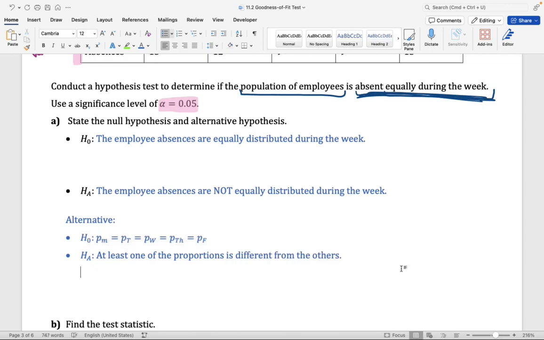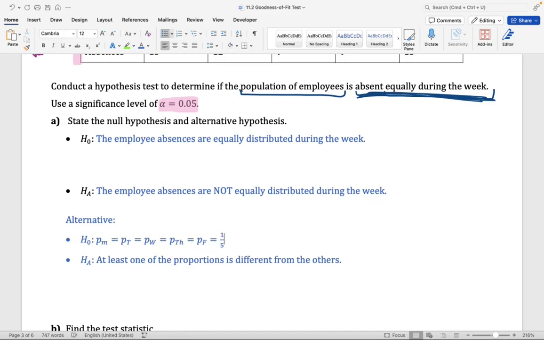So this is an alternative. This is another way of how you can state the null hypothesis and the alternative hypothesis. Now here, on the null hypothesis, I can also indicate what those proportions are supposed to be equal to. You can think of those proportions as a value that can help you find the percent of people you're expecting to see on Monday, on Tuesday, Wednesday, Thursday, and Friday. These proportions are equal to 1/5. The probability of someone being absent on Monday is 1 out of 5.